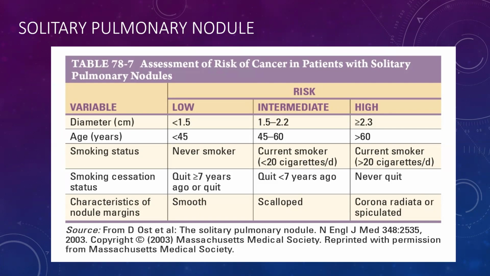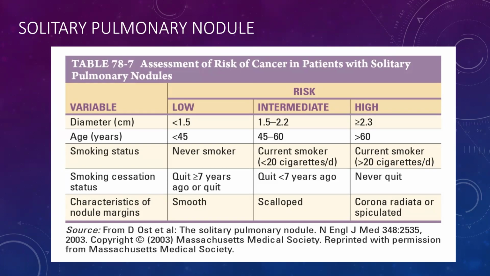Next, you look at the smoking status. If the patient is a never smoker, then that patient is at low risk. A current smoker, but a light smoker, less than 20 cigarettes per day, is intermediate risk. Or if a current smoker is a heavy smoker, smoking more than 20 cigarettes per day, that is high risk. If your patient has quit more than 7 years ago, then the patient is at low risk. If the patient has quit but less than 7 years ago, intermediate risk. If the patient is still smoking, never quit, the patient is at high risk of developing lung CA.